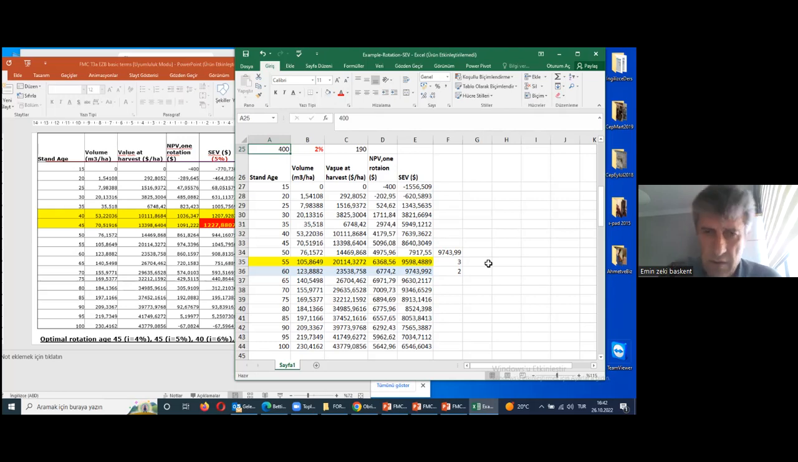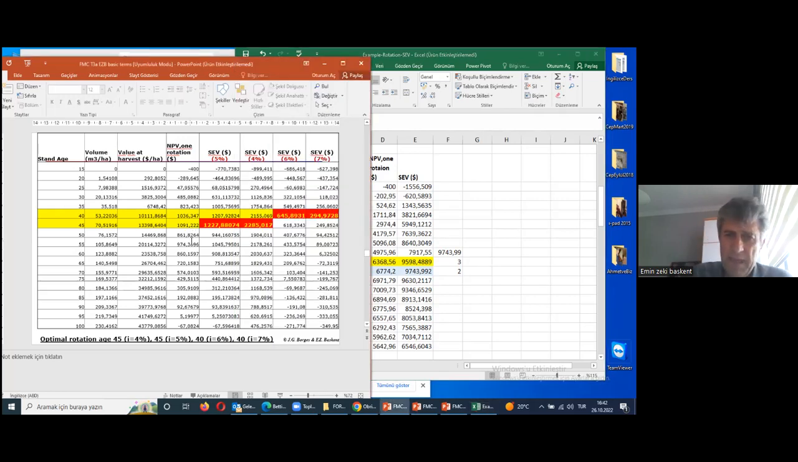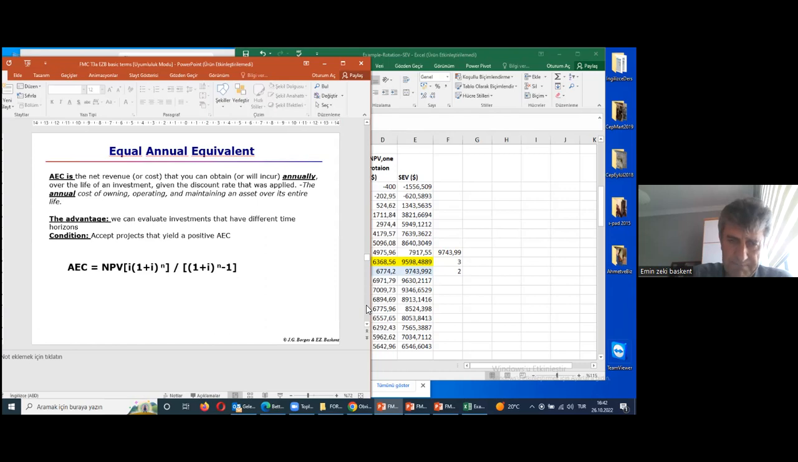period. So we can conclude simply that as we increase the discount rate, the rotation period will be shortened. And conversely, if we decrease the discount rate, the rotation period will be lengthened, so the rotation period will be longer. This is the dynamic of the effect of discount rate on the selection of rotation period. Any questions?